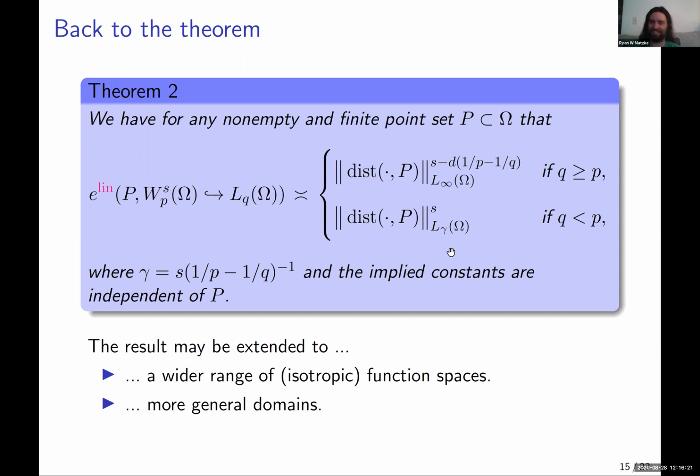Okay, so it can be generalized to Triebel-Lizorkin spaces, and actually it can also be generalized to more general domains. So recall we considered convex bounded domains. And actually we need two things of the domain. The first thing is that there is a bounded extension operator from the Sobolev space on the domain Omega to the Sobolev space on R^d. That's the first property which we need. This is, for example, also given for bounded Lipschitz domains.